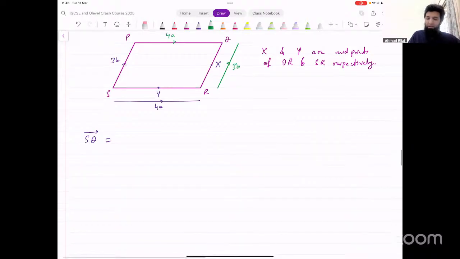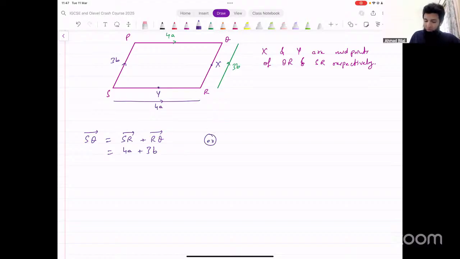Now, what path can we follow to go from S to Q? One possible path is that we go from S to R and then from R to Q. So we can say SQ equals SR plus RQ. SR is 4 times A, and then from R to Q, that's 3B. So this becomes 4A plus 3B.